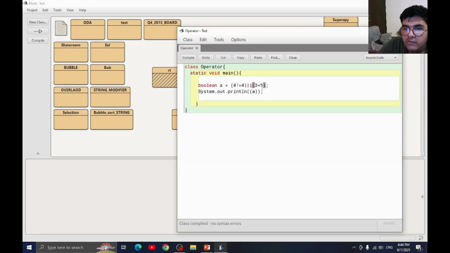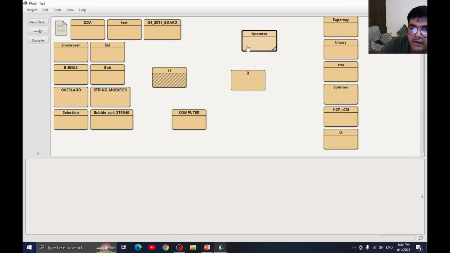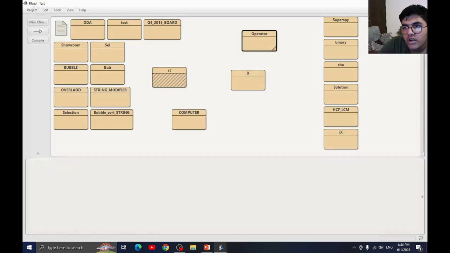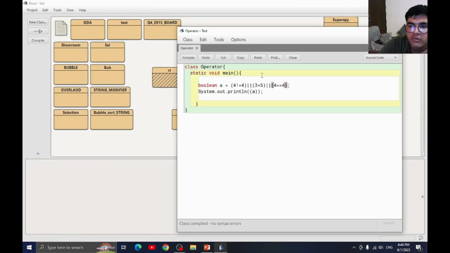Now if we extend this to 3, let's say again we put an OR operator and we put a third condition here. Let's say 4 is equals to 4, and then we compile it. Then you see what's happening. It's again giving us true because two conditions are false, one is true. So till the time we get one condition true, it is going to give us a true, and that is how the OR operator works.